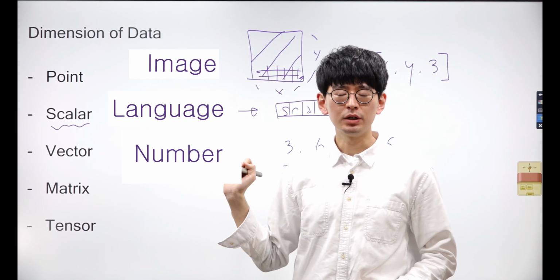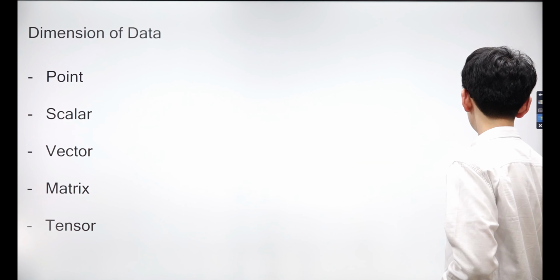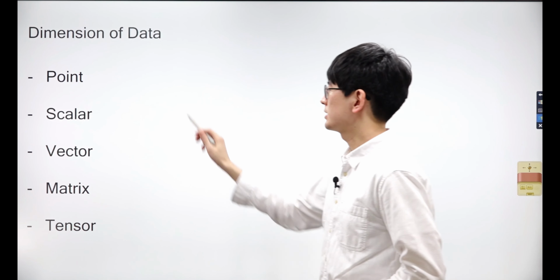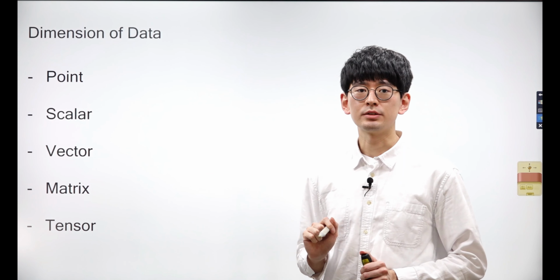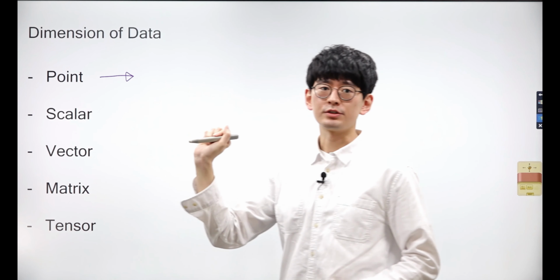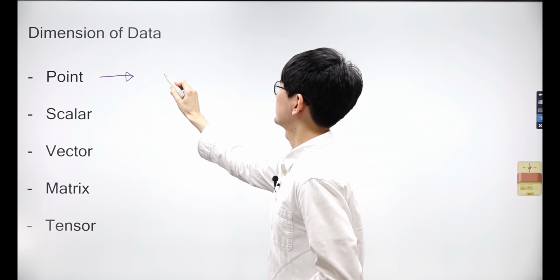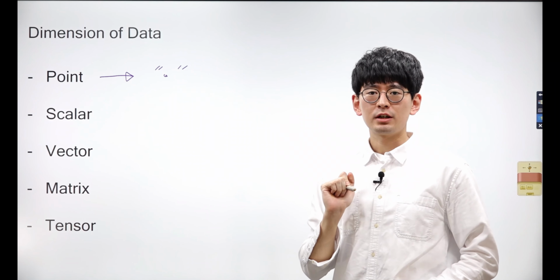Therefore, it's necessary to understand the forms this data can take. There are various forms, including the ones introduced earlier, but let's discuss a few key ones. Let's talk about points first. Points are literally dots. They are data defined by a single point.